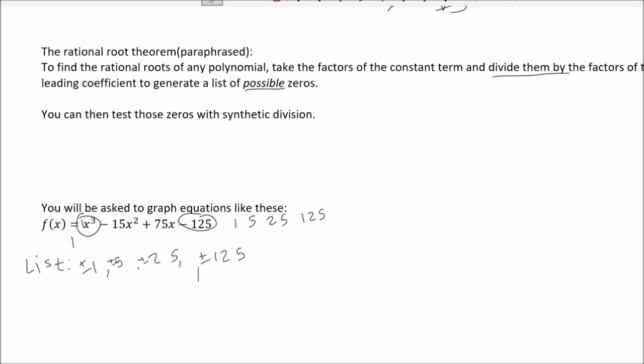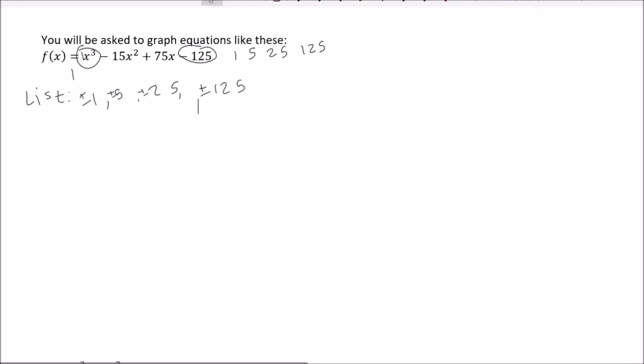So to do that, I'm going to use synthetic division. Now, there's not necessarily a rhyme or reason to which ones you pick. What I like to do is pick the ones that are the easiest, and it looks to me like 1 and negative 1 are the easiest to test, so I'm going to test those with synthetic division now.